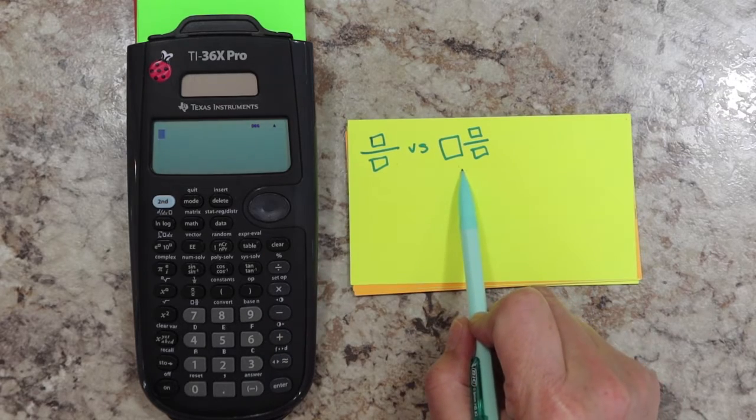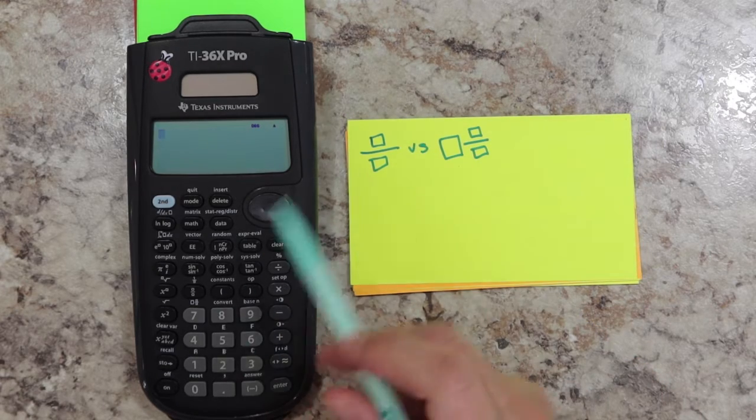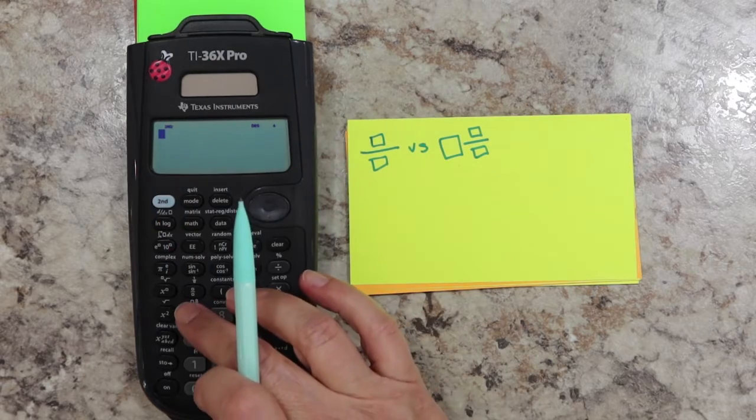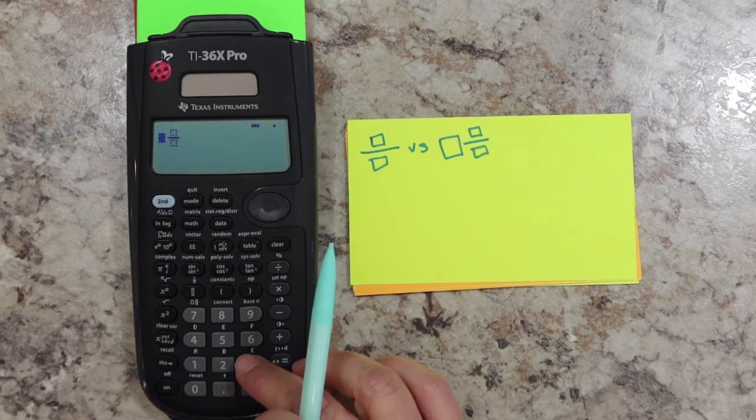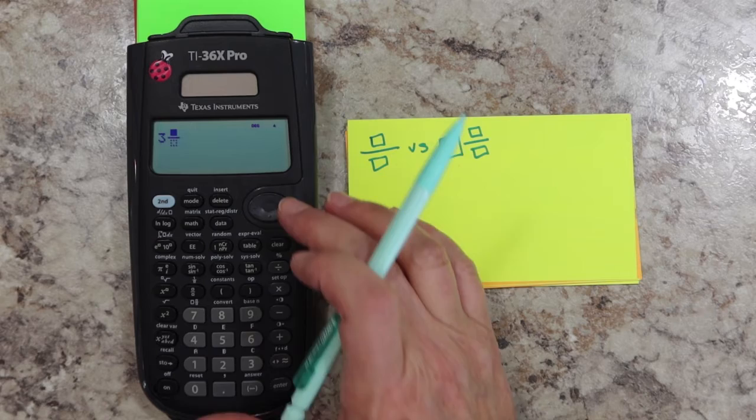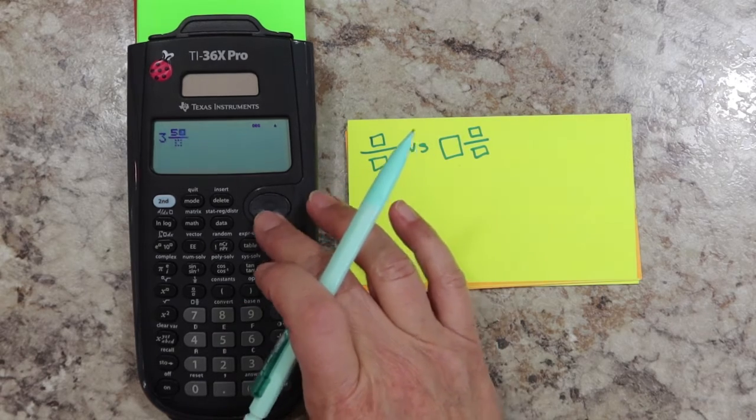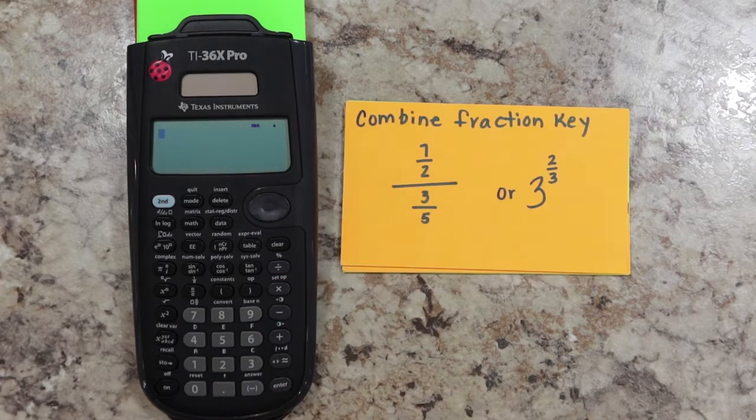Okay, how to use the mixed number button. Here it is right here. So we're going to need the second key and this. And then you just hit 3, scroll over, 5, scroll down, 7. Now you can combine your keys.